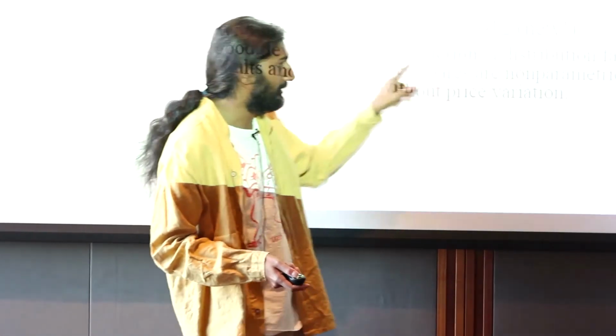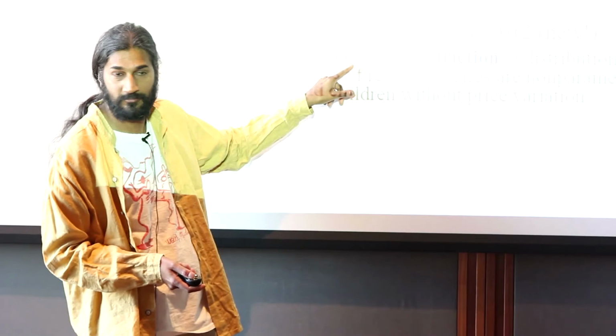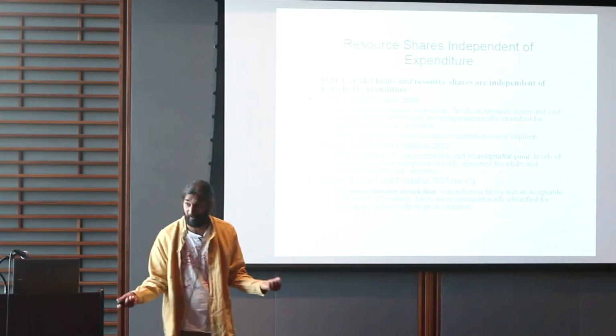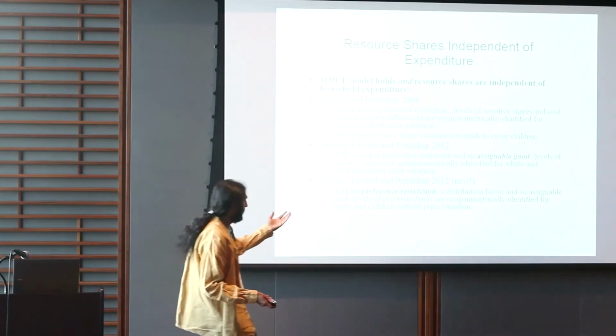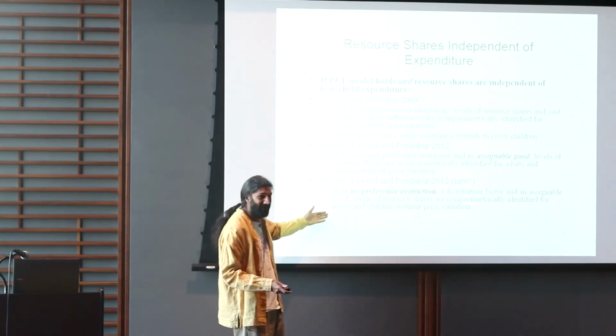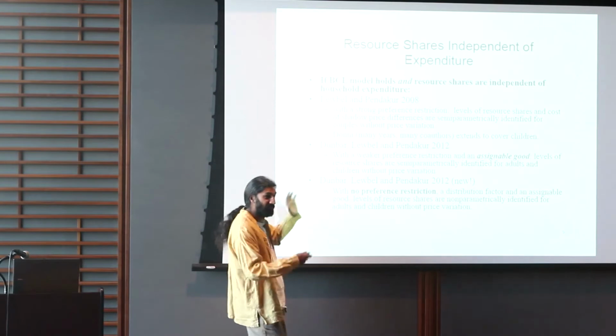We came up with a new identification result, and that says that with a distribution factor, you can get rid of the preference restriction. The way I think about this is that a distribution factor is a preference restriction: it's a variable that doesn't show up in preferences. So in that way of talking about it, it's totally not surprising, but still new.